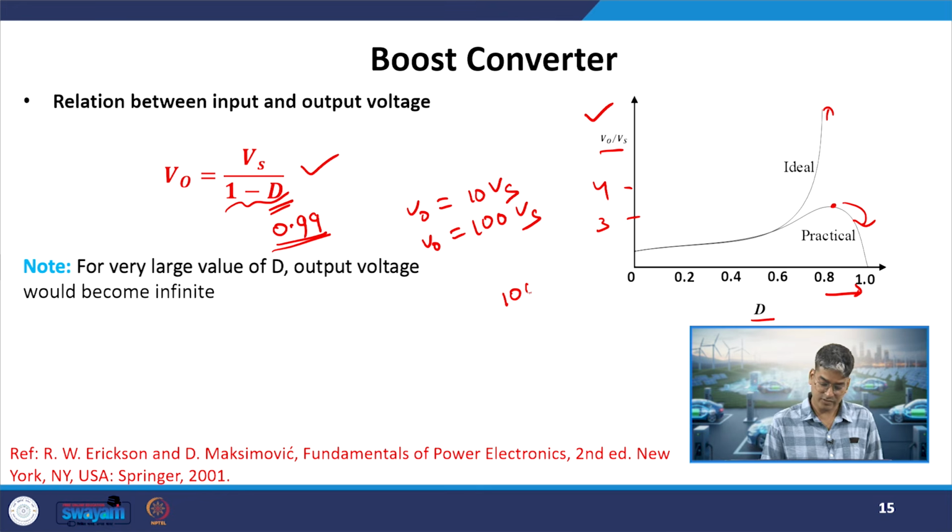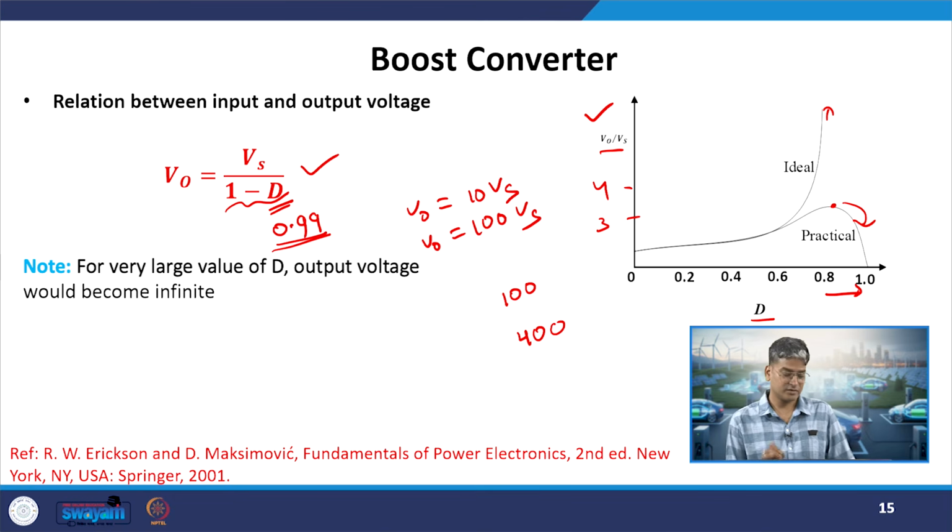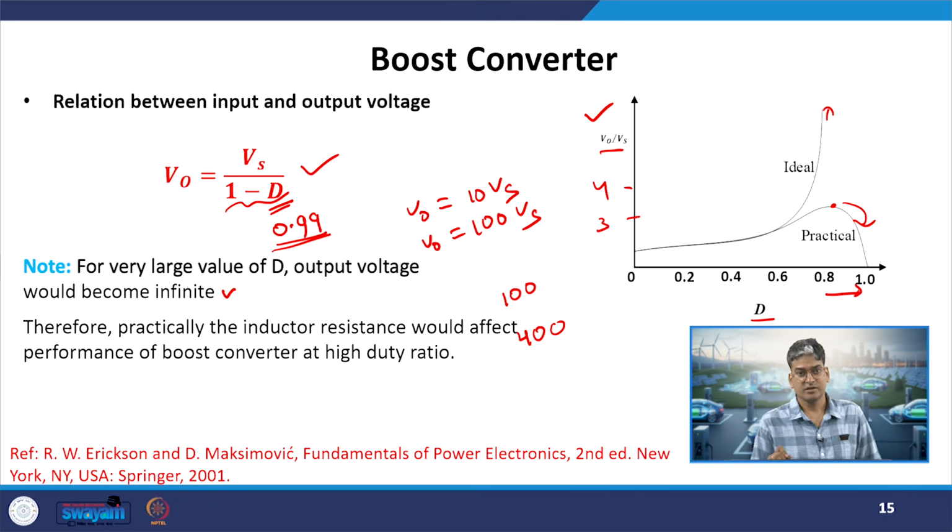What is the meaning of that? If I have an input voltage of 100, I can go up to a maximum of 400, or if I design the circuit with utmost care by using best quality devices and components, I can go up to 5 times. 3 to 4 times is the normal case. It can reach up to 5 times based on my design, but not beyond that. So why is it happening? Why are we not able to achieve infinite voltage when my duty ratio is nearby 1? It is because of the practical losses in the circuit which we neglected while analyzing this converter.